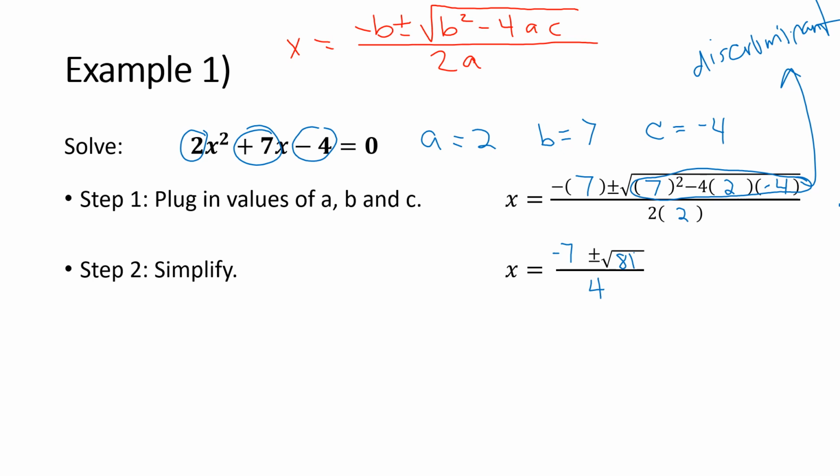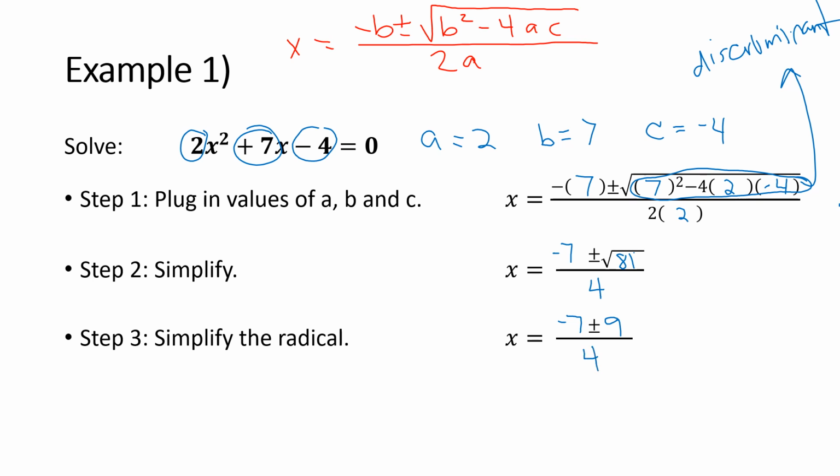That's my discriminant. That's the number underneath the square root. Well, you're looking at that thinking, hey, I know the square root of 81, and that's exactly what we're going to do next, we're going to simplify that radical. So I'm just going to bring everything down. On top, we have -7 plus or minus the square root of 81. Square root of 81 is 9. And on the bottom, we have a 4.